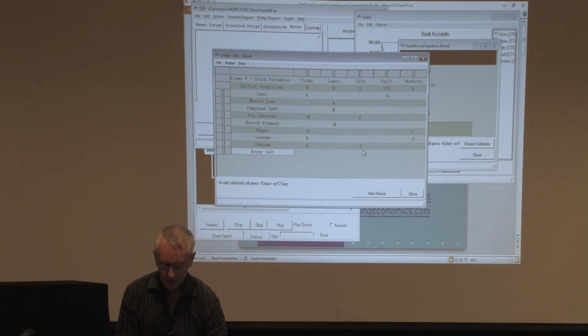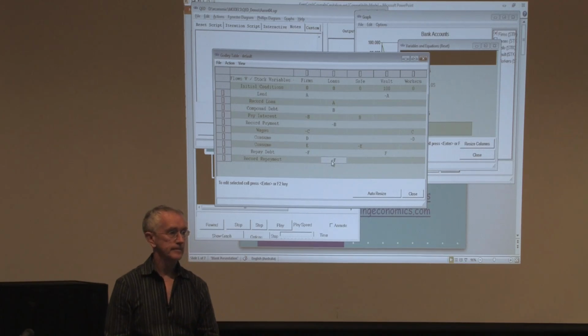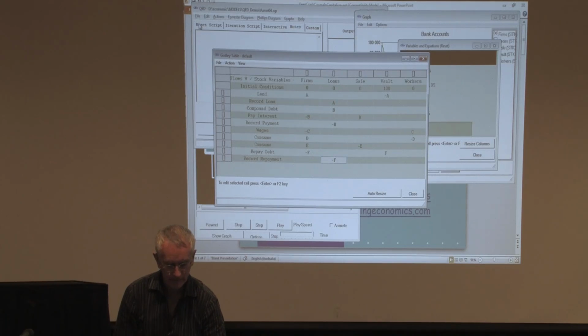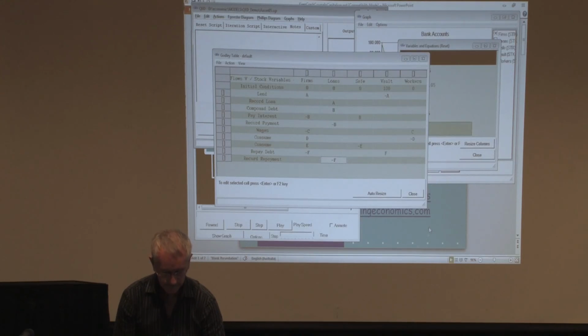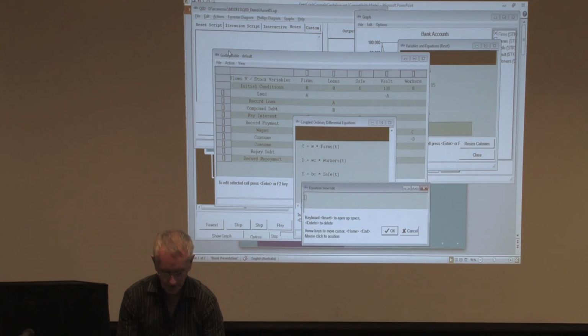So there's going to be a transfer in this case now from the firms to the vault. And having made that transfer, the bank has to record the loan's gone down by that amount. Okay? Let's save this one. Now I have to define F again. And I'll make F proportional, I'll call it repay, the repay rate, given how much is currently outstanding in loans.